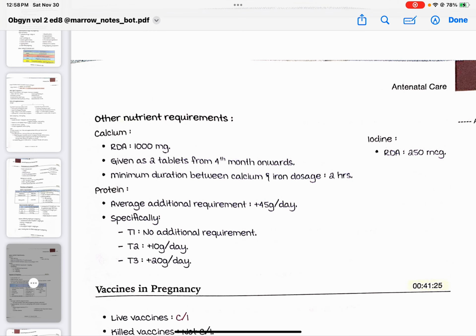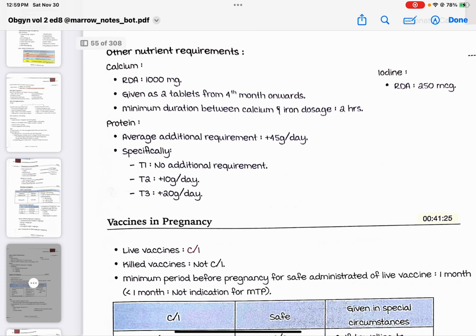Other nutritional requirements: calcium, RDA is 1000 milligrams; iodine, RDA is 250 microgram, given as 2 tablets from 4th month onwards. Minimum duration between calcium and iron dosage is 2 hours. Protein, average additional supplement plus 45 gram per day.